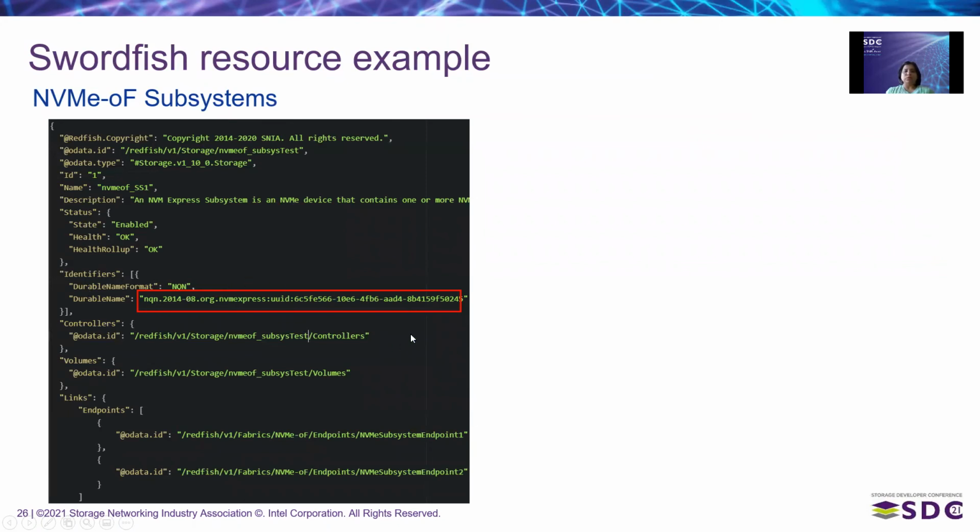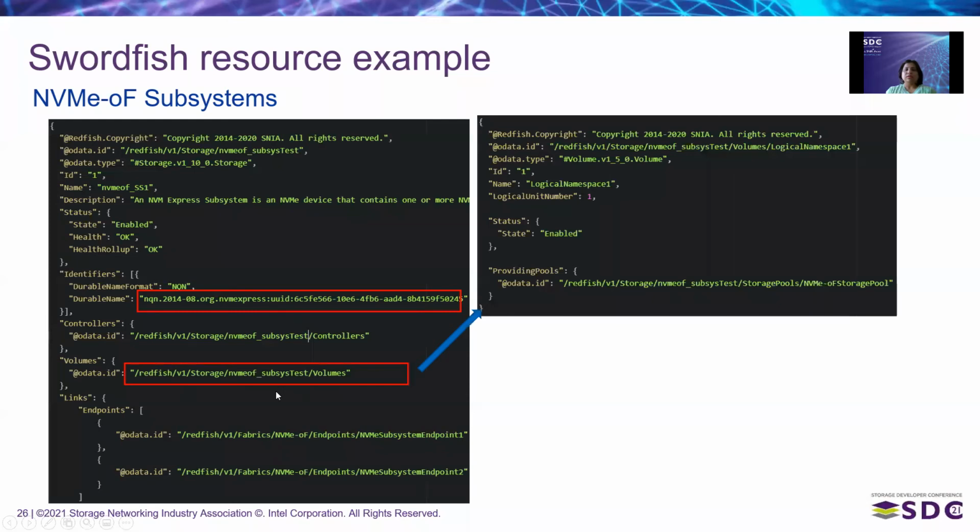And it has resources like volumes, controllers, endpoints, etc. And it is not showing the connections link here because I just cropped it to fit this slide. So it will have more on this resource as well. So for the volume, it is showing the volume resource here, and volume is coming from one of the providing pools, and which is linked with underlying subsystems namespace here.